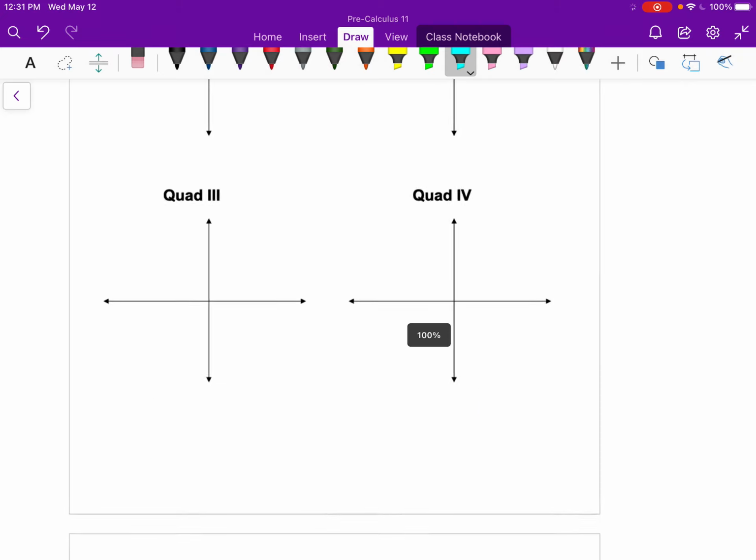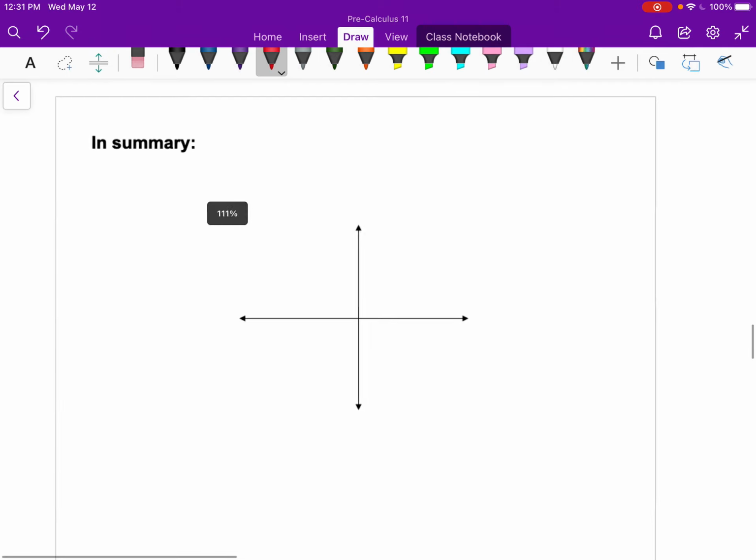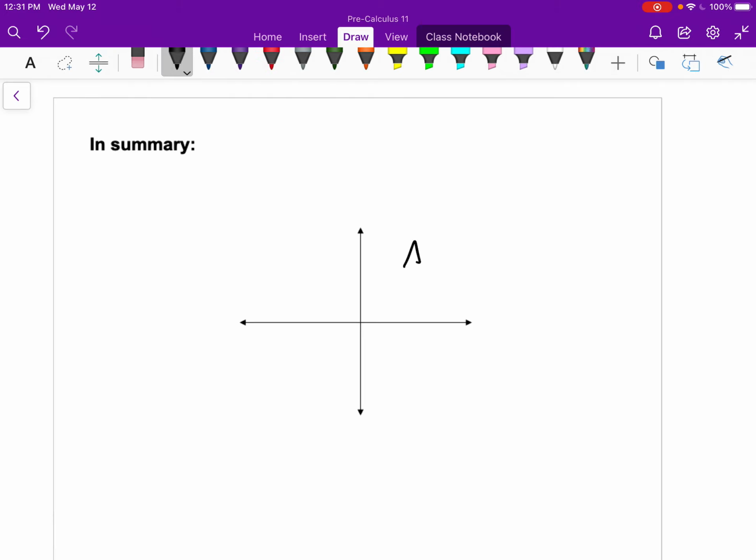So you may have noticed that for each of these, I highlighted in blue the function or functions that were positive in that quadrant. And in quadrant 1, they're all positive. In quadrant 2, it's only sine. In quadrant 3, it's only tangent. And in quadrant 4, it's only cosine. And so I can actually memorize this really, really easily by just remembering 4 letters. A, S, T, C. And we quite often call this the CAST rule. It's not really a theorem or anything. But you can look at the letters C-A-S-T. It spells the word cast.